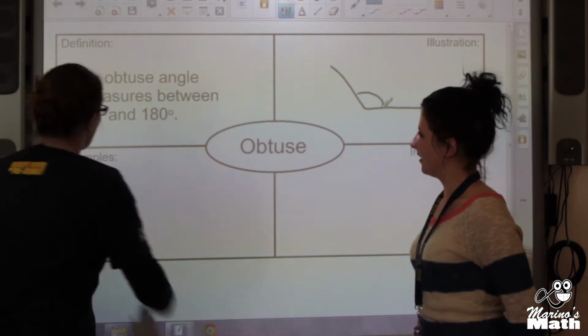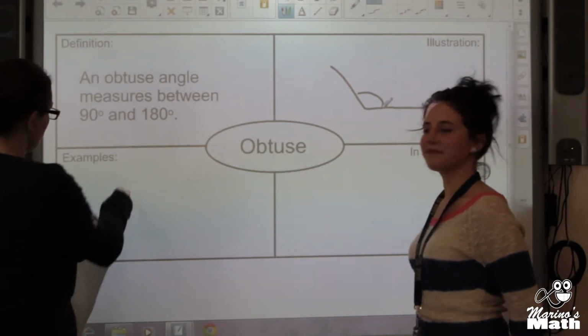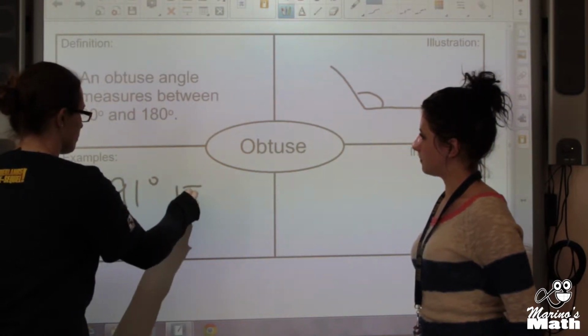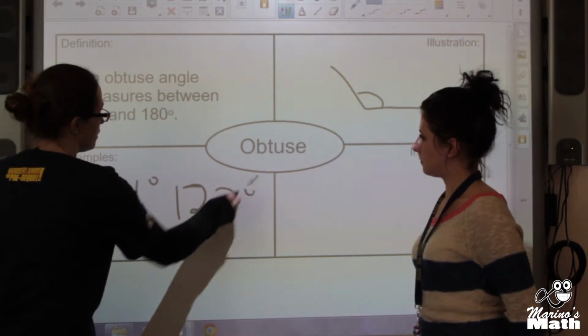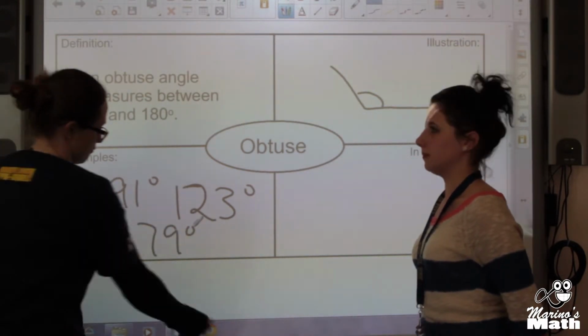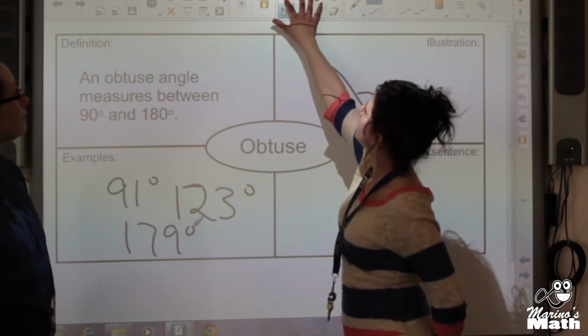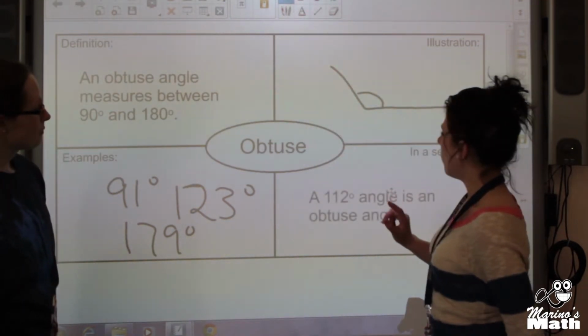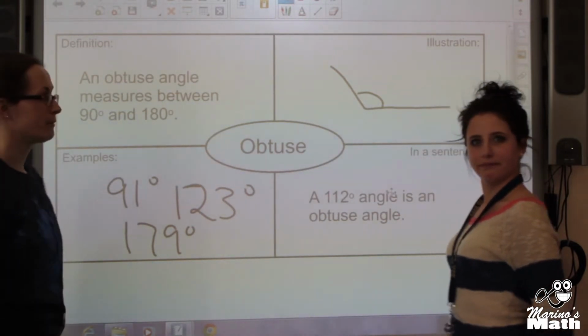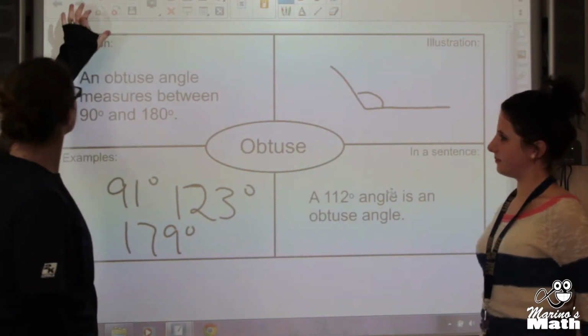And examples would be anything that's bigger than 90 or smaller than 180. So 91 degrees, 123 degrees, or 179. So in a sentence, a 112-degree angle is an obtuse angle. Perfect. I think we have 2 more to look at.